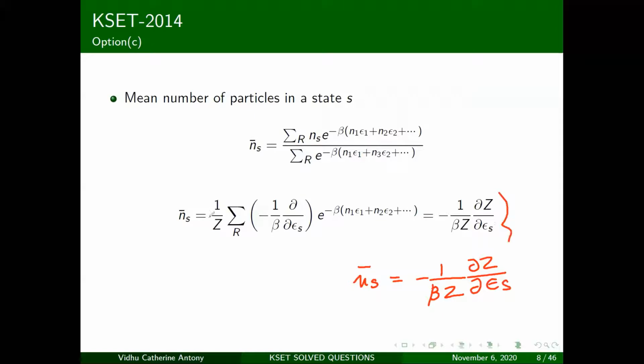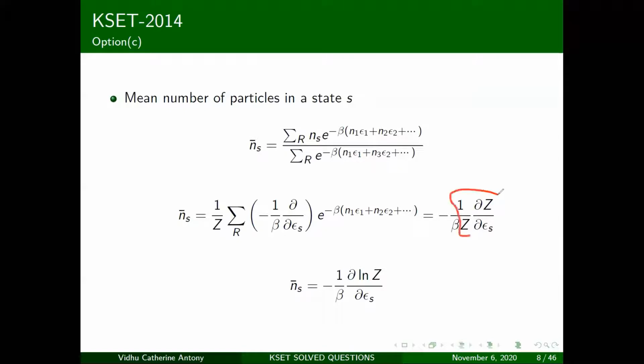This is something you should keep in mind, because if you get the partition function and they ask you to find the average number of particles, or the mean number of particles, you can calculate it easily if you remember this formula. So note this formula in mind. Finally, you realize that this gives you a ln Z. This term here, dou Z by Z, can be written as dou of ln Z. So what you have is dou ln Z divided by dou epsilon s.